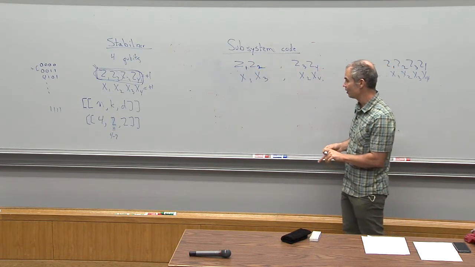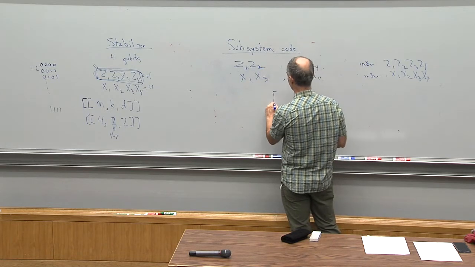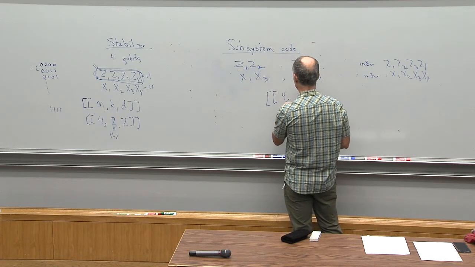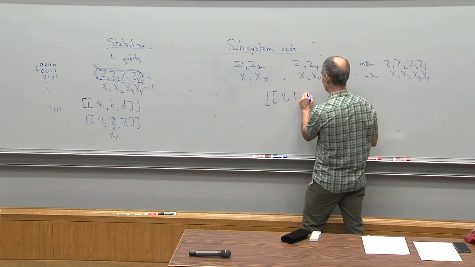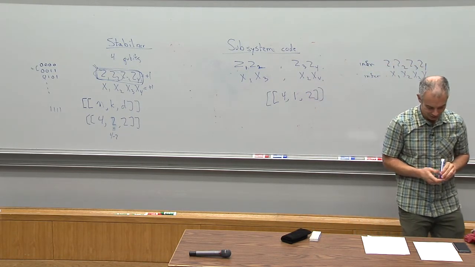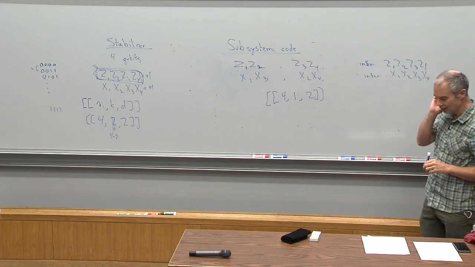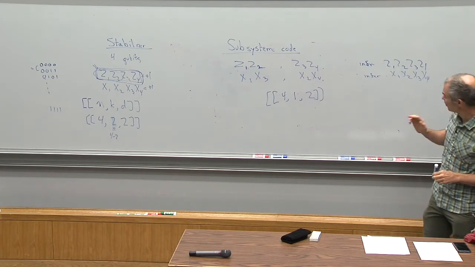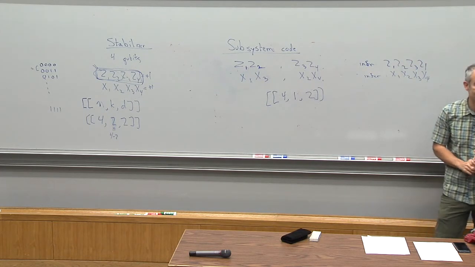And in this case, there are four physical bits. Turns out that there's one logical bit, but it remains distance two. The reason there's one logical bit is that you reveal some, but not all, of the information.